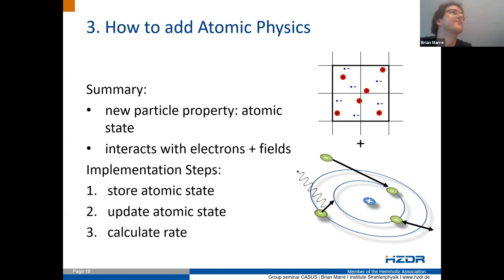Okay. So the electron is also a big particle, right? So they don't have the atomic state property. Electrons, not really, because they are elementary particles. So you have two kinds of particles: big electrons and big ions. And big ions have an atomic state and big electrons don't. Okay.